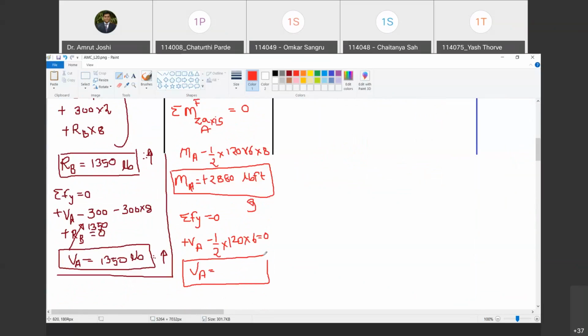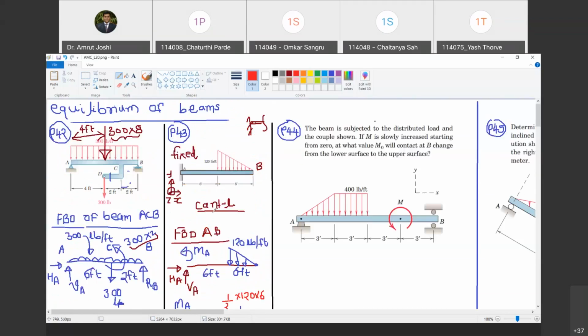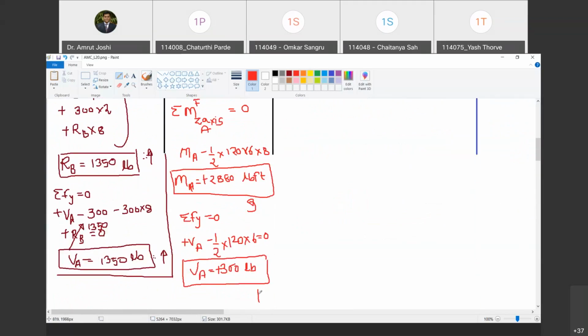360. So the answer has turned out to be positive. Therefore, the originally assumed sense of Va is correct. The originally assumed sense is upwards. So therefore it is upward.